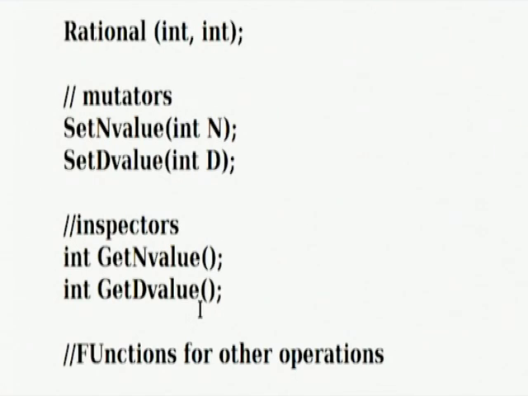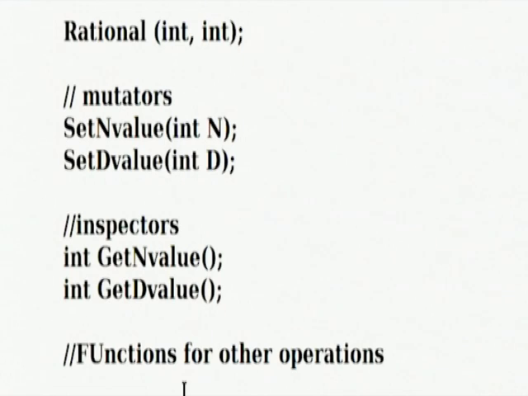Here I have shown them as public member functions. In actual implementations, they are not public member functions. They are functions called protected functions. A public member function can be used by you in your main program. But a protected function cannot be used by you. That means in your main program, you can never write set n value, set d value, get n value, get d value. You can never write them.